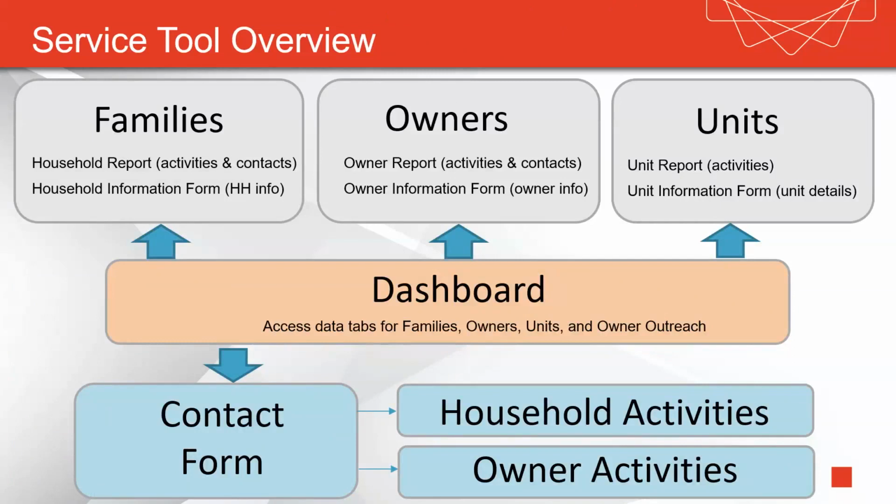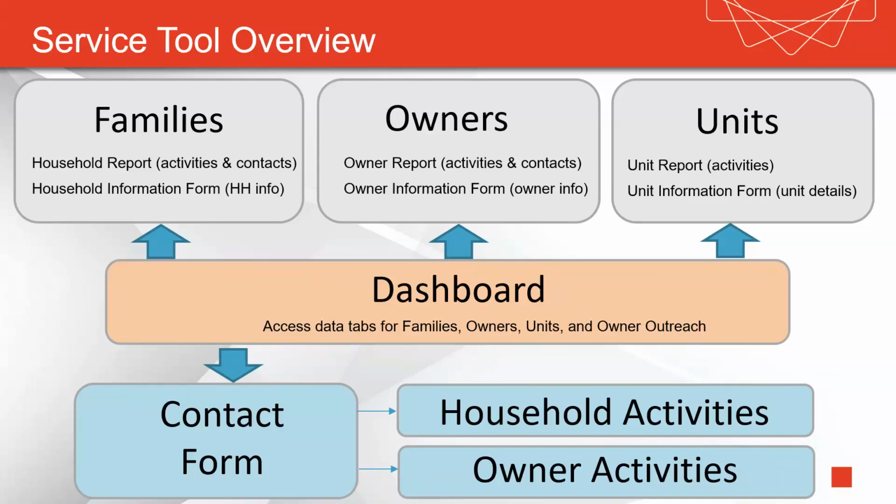And on the dashboard, there are lists of the families who are being served in the program, and there's another table for owners who are part of the program and being provided services as part of the program. And then another table for units. So those are the main three, the families, the owners, and the units. There's also a table for owner outreach. Will show that to you. That's a little bit of a different thing. But the main things are the families, owners, and units. So from the dashboard, you can see all the families and all the owners and all the units.